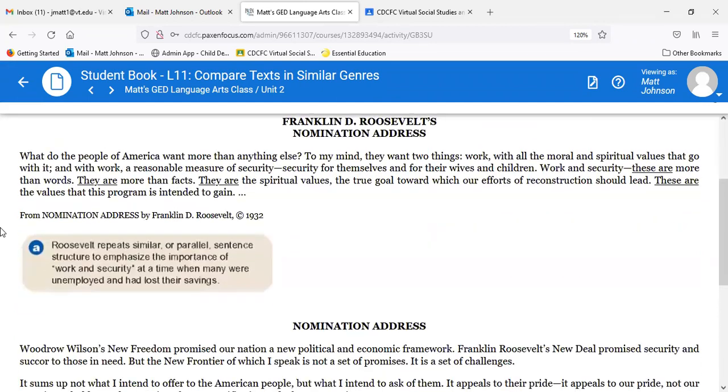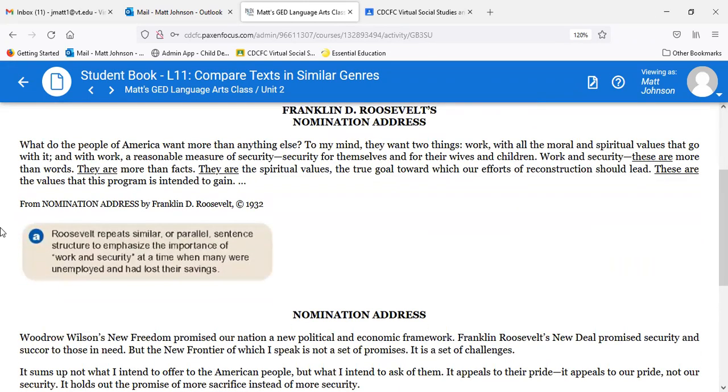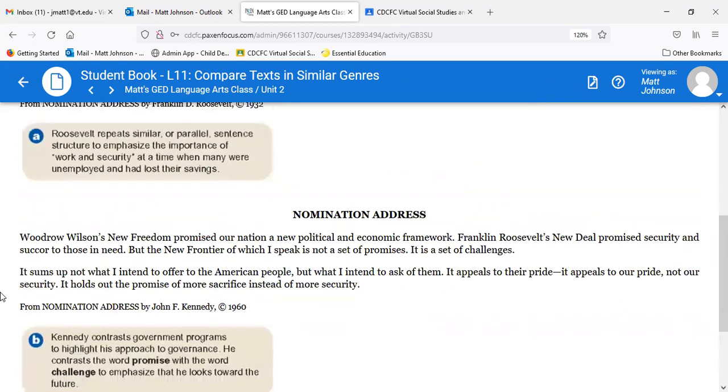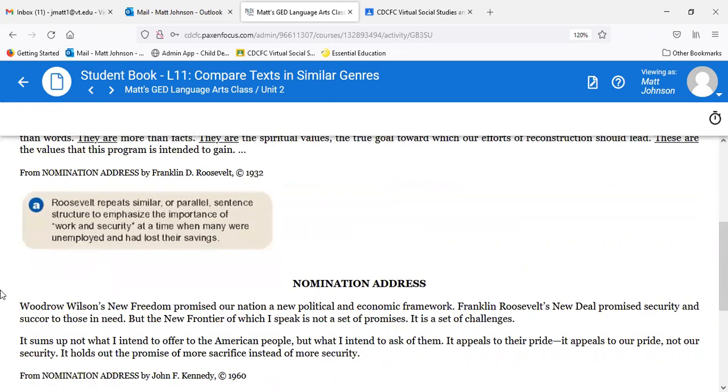So to start with, genre. The nomination address from Franklin Roosevelt in 1932, and the nomination address from John F. Kennedy in 1960. So once they were nominated as the Democrat candidate for president, they have those Democratic conventions. They have the Republican convention where they officially nominate, after the primary elections, their candidate to run in the presidential election. So in this case, this is when FDR received his nomination and when JFK received his in 1960.